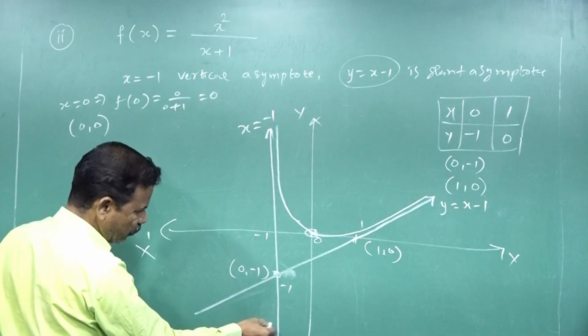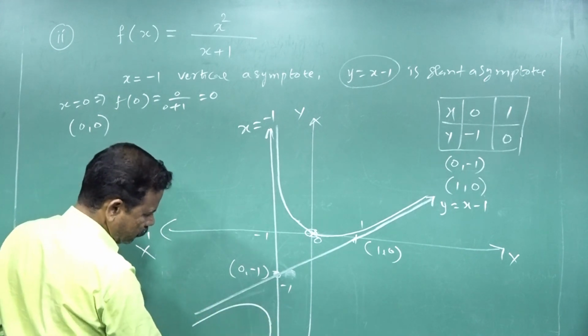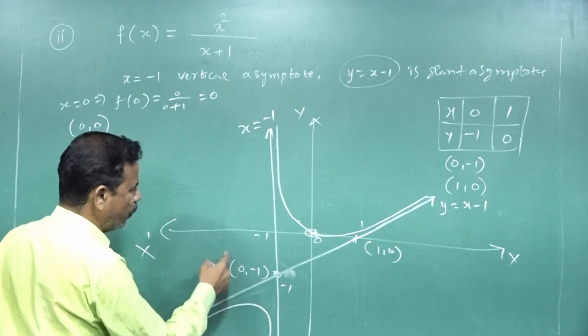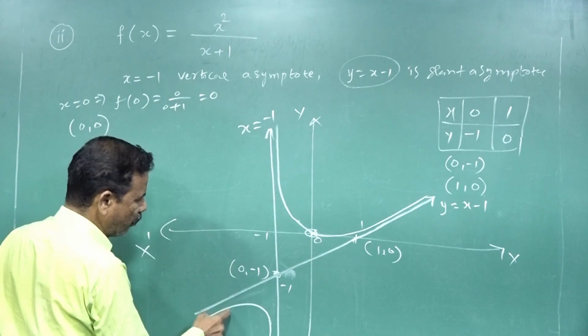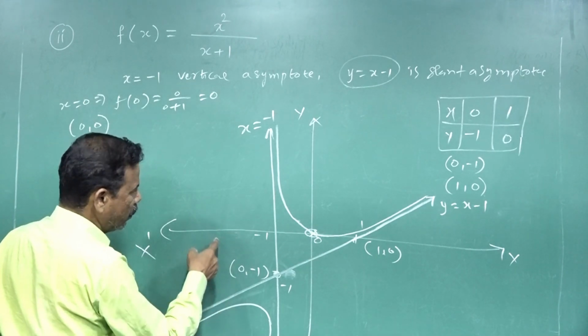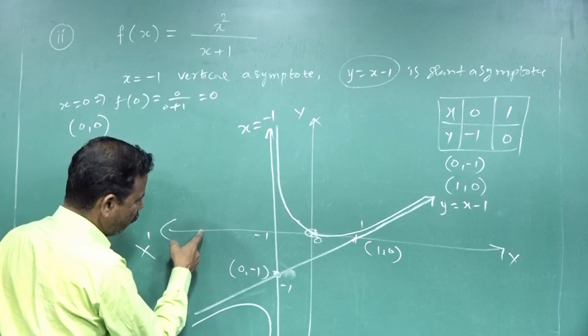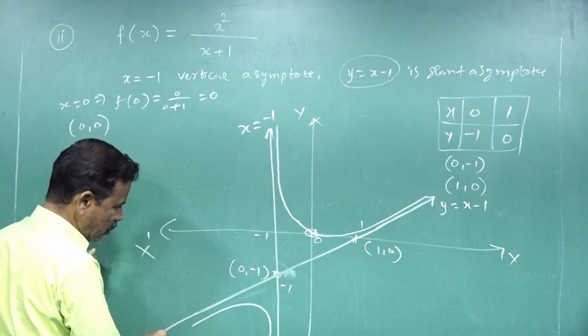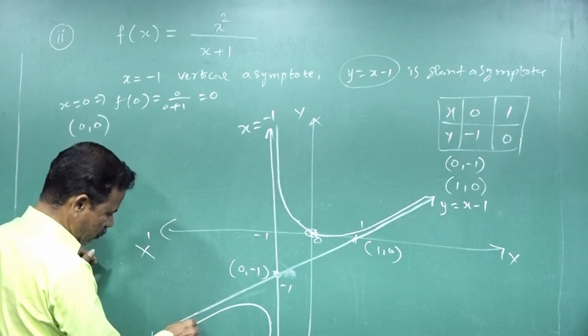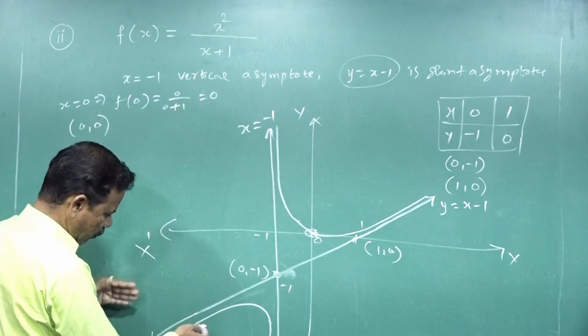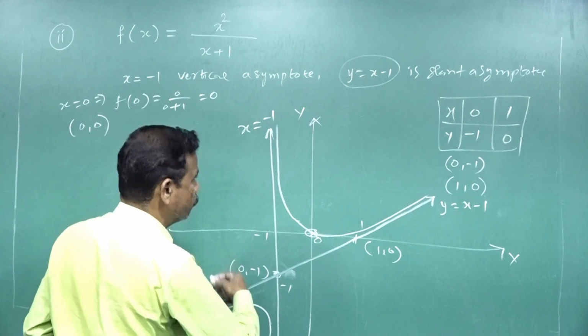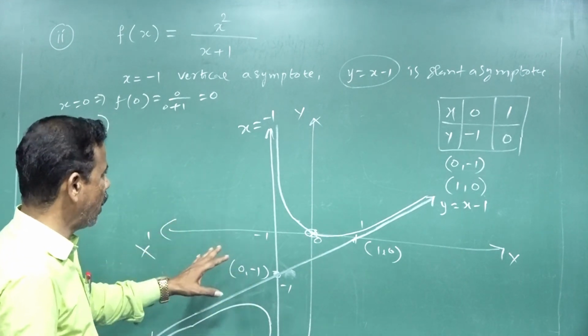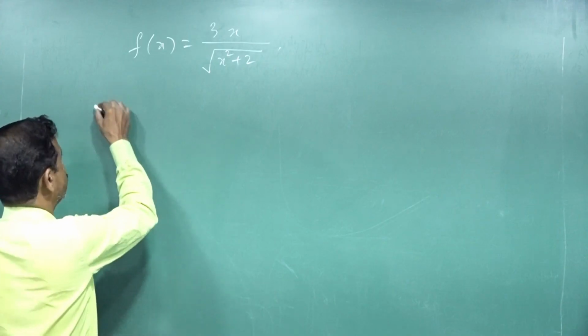In between, this curve, if we consider the f of minus 2 value, some value comes here. If we give negative values like minus 2, minus 3, minus 4 on the left side, this curve passes through like this up to infinity, and this side also. Anyhow, this is the graph of the given function. Next graph.